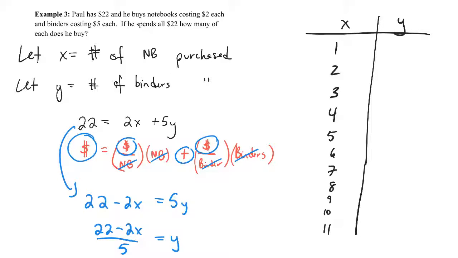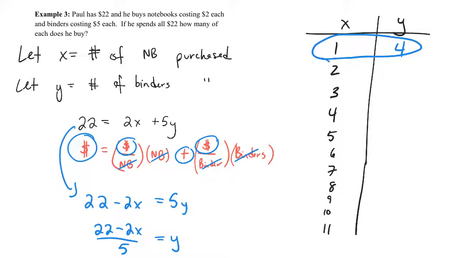Plug in a 1 for x. 22 minus 2 is 20. 20 over 5 is 4. So that works. So the first coordinate works. That's one of my solutions already. 1 notebook and 4 binders, and check it. 4 times 5 is 20, 1 times 2 is 2, 20 and 2 is 22. And you progress through the statements. Whenever you get a fractional answer for y, what do you do? Reject it, cross it off, say it doesn't work, whatever it is you want to say.